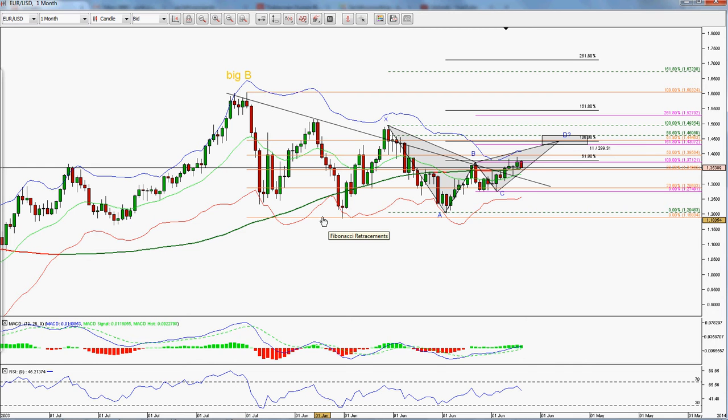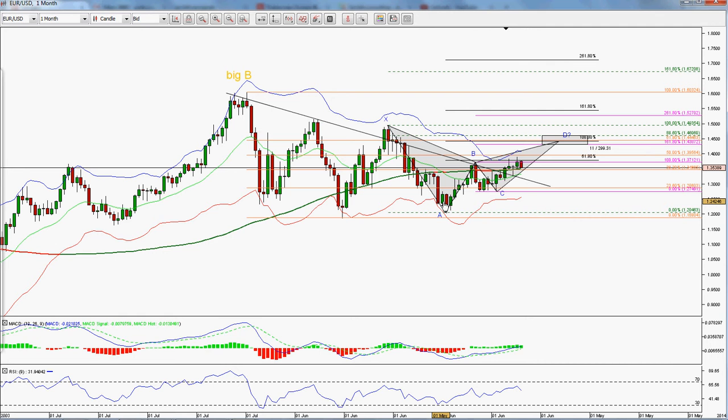I have added these orange FIBO levels. I measured the retracement regarding the whole movement to the downside, from that high to that low. This is the range, and you can find here this is 61.80, and this is exactly in the same area I was talking about last week. So it looks like this area may become a quite strong reversal area.